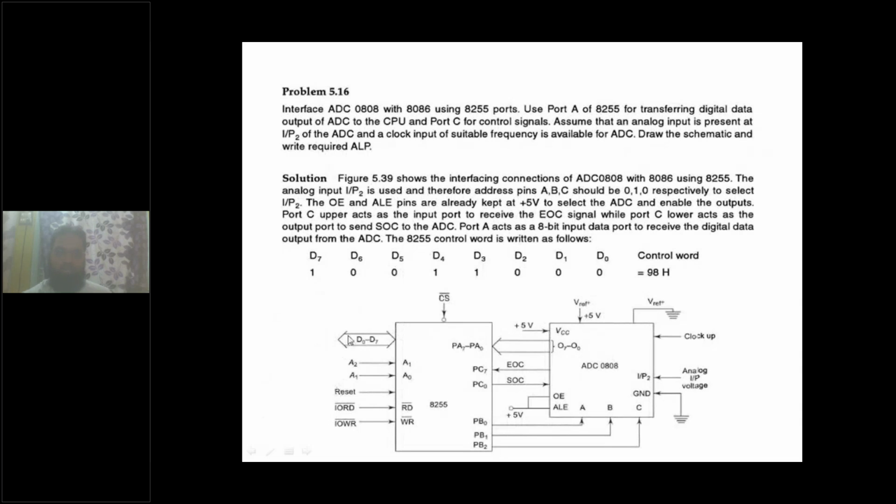Here you can find the 8086 processor, this is the 8255, and this is the A to D converter. What has been given here is that whatever digital output is available at the A to D converter over the digital output lines O0 to O7 needs to be collected by port A. That's why these lines are connected to port A, and that's why port A acts as an input port. Port A should collect the digital output from the ADC.